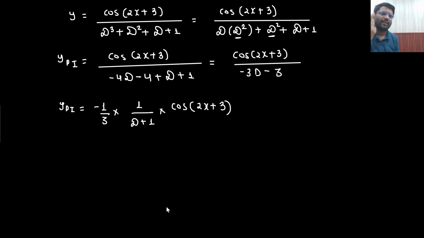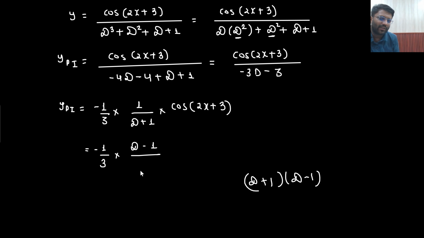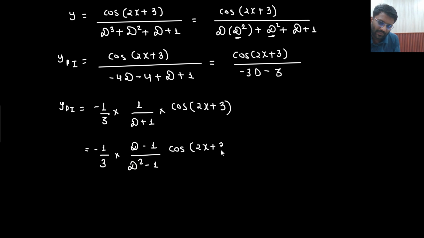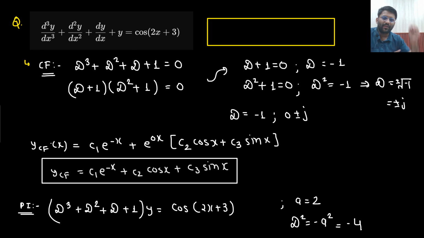Say yes or no. Again the same process, sir. D minus 1, D plus 1. So 1 by 3, on the numerator and denominator I will multiply with D minus 1. In the numerator also I will multiply with D minus 1, in the denominator as well. So upper side I will get D minus 1. Downward side, D plus 1 multiplied with D minus 1, that would be D square minus 1 square, cos of 2x plus 3. Now what do I know? Sir, I know one thing, that D square can be replaced with minus 4.